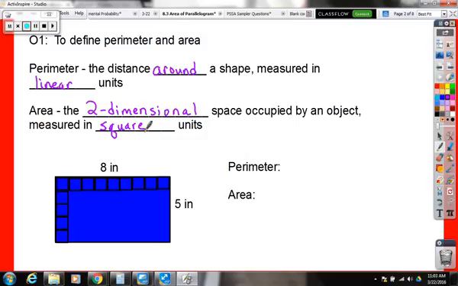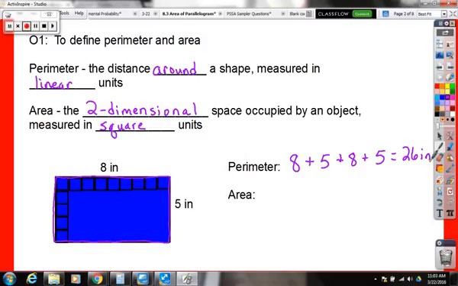So across the top, we have 8 inches, and then we have 5 inches. What is it going to be along the bottom? Just say it out. 8 inches, and along this side, 5 inches. So to find the perimeter, I need to add 8 plus 5 plus 8 plus 5. I'm just adding all the distances around the shape, and I end up with 26 inches.